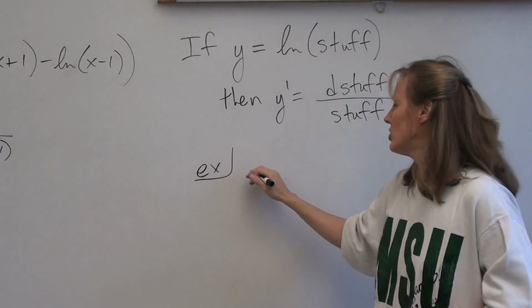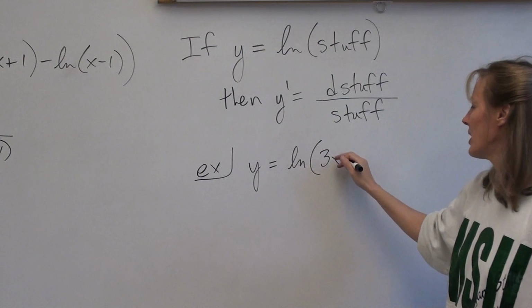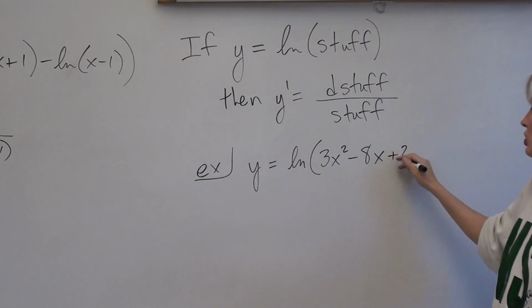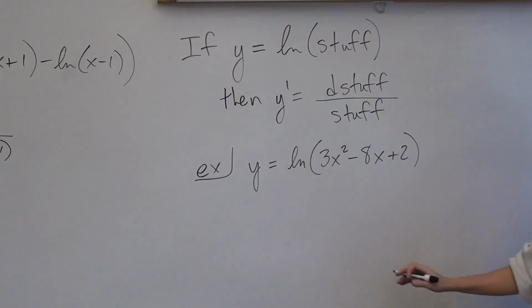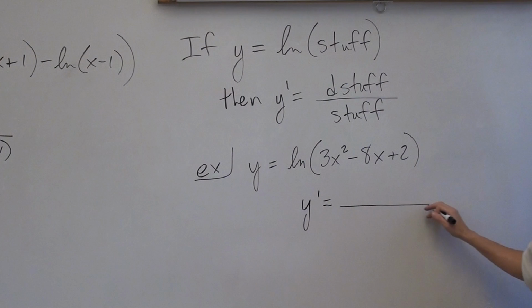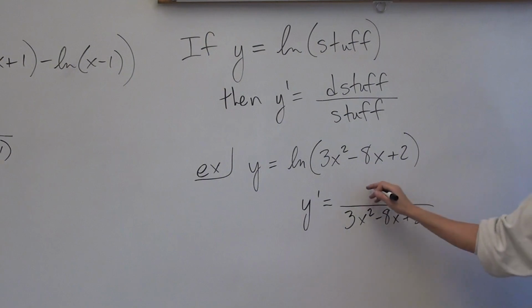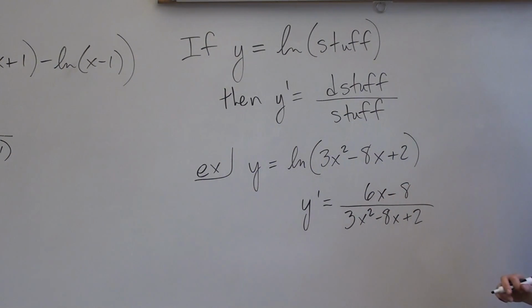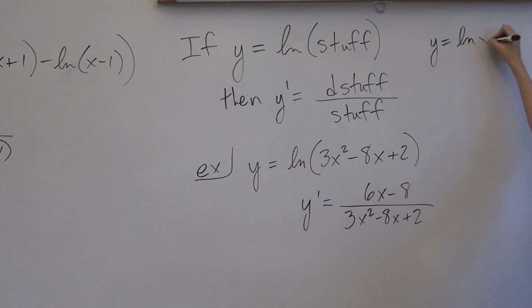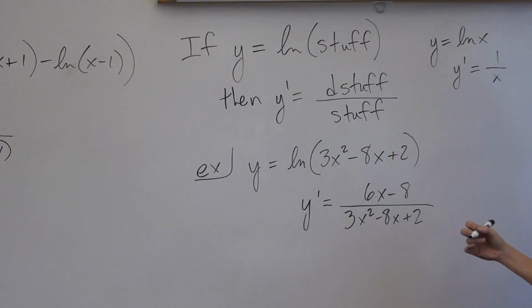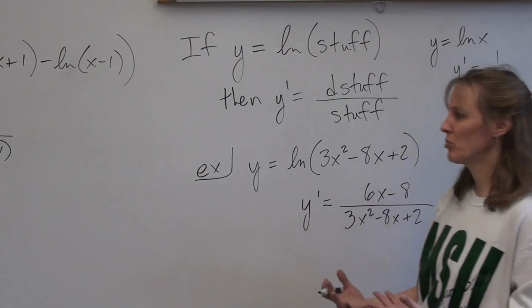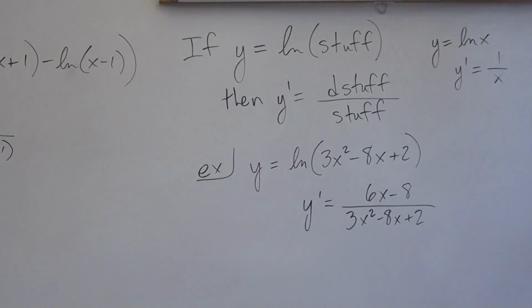For example, suppose y is the natural log of 3x squared minus 8x plus 2. Then y prime is, you put the argument on the bottom, and you put its derivative on the top. It's not too hard. For a simple function, suppose y is ln x, what is the derivative? You put the argument on the bottom, you put the derivative on the top. The derivative of just ln x is 1 over x. But the derivative of ln stuff is d stuff over stuff, or 1 over stuff, d stuff.